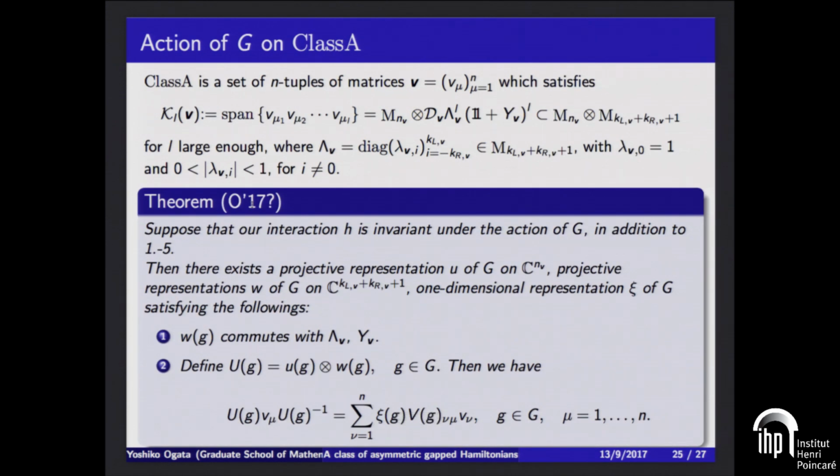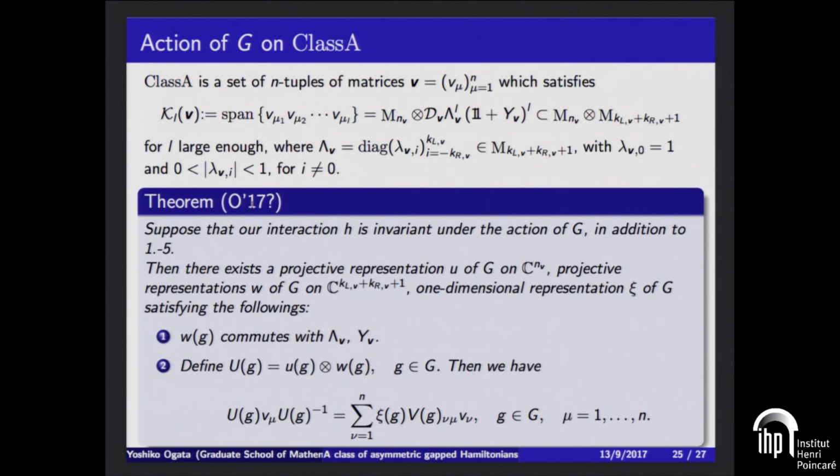And so here is the theorem. Suppose that our interaction H is invariant under the action of G in addition to 1 to 5. Then there exists a projective representation U of G on CNV.